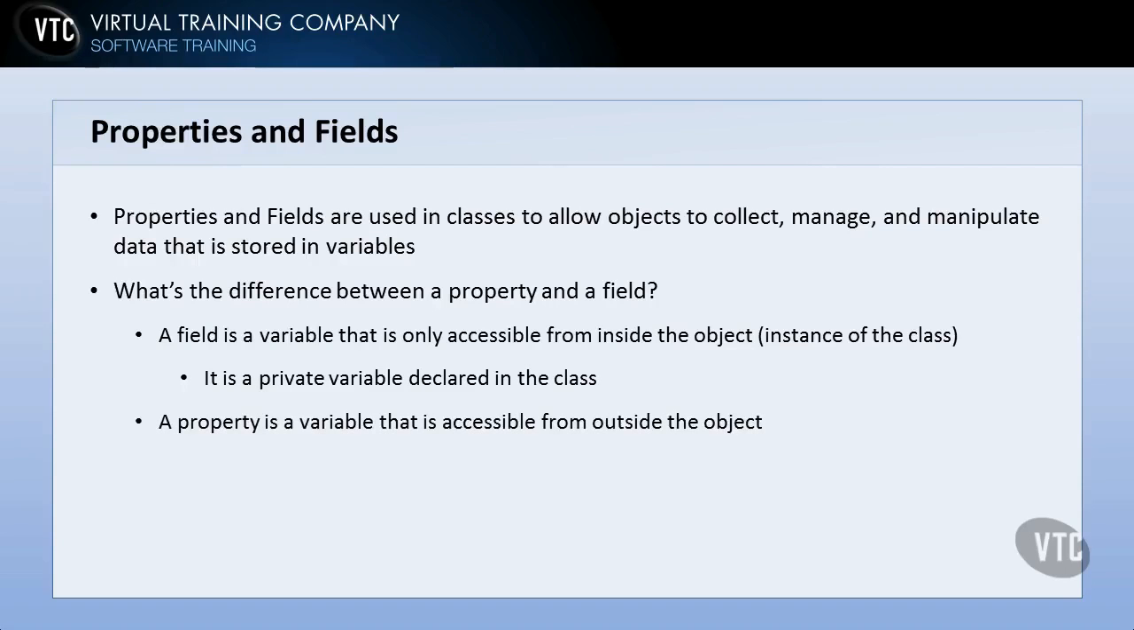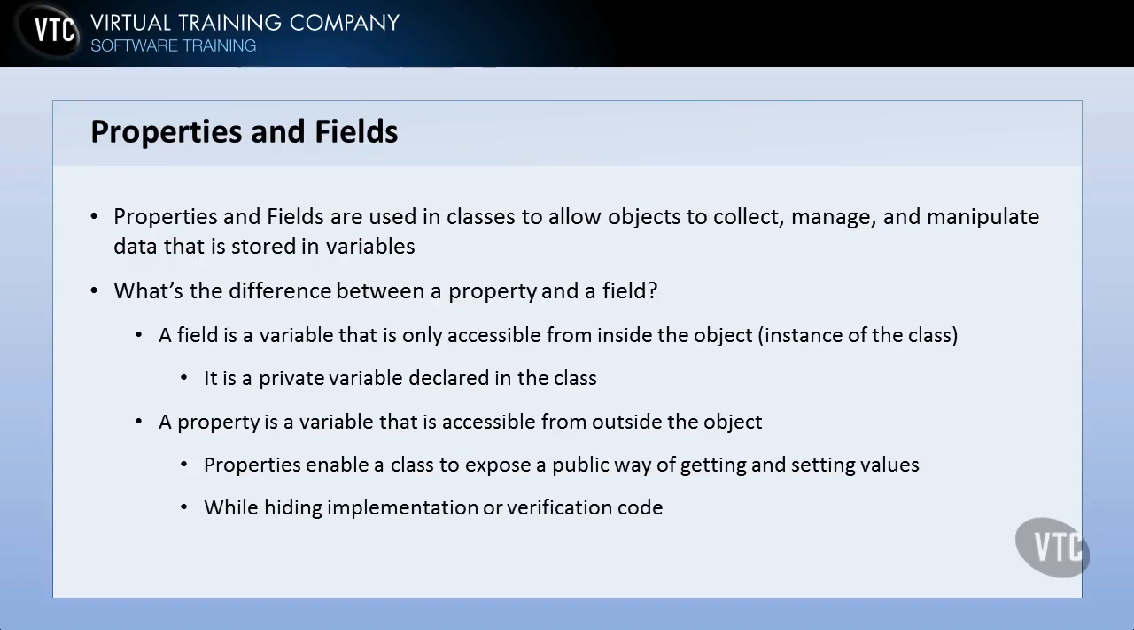A property is a variable that can be set or read from the outside. The user working with their object is going to use properties to communicate with the object, as far as setting individual variable values. Properties enable a class to expose a public way of getting and setting various values. What's really cool about a property, what differentiates it from a field, is that it hides any implementation of what we're doing with the value being passed in, and it also hides any verification code we're writing, because we never want to just accept data from the user without verifying it to make sure that it complies with a range or values or whatever.